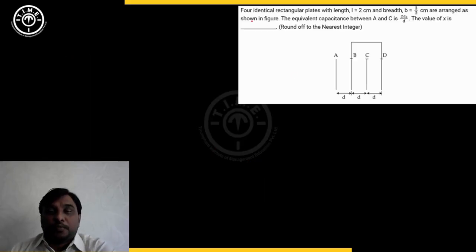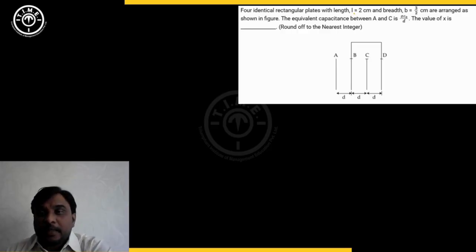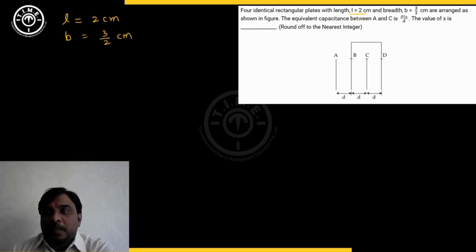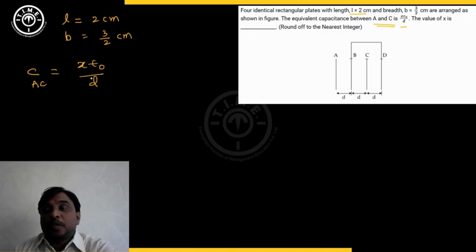Now, 4 identical rectangular plates of length 2 centimeters. Remember that, length 2 centimeter, breadth 3 by 2 centimeter are arranged as shown in the figure. The equivalent capacitance is also given between A and C. Remember, the capacitance across AC is given as x epsilon naught by D. Now find the x. Now redraw the circuit.